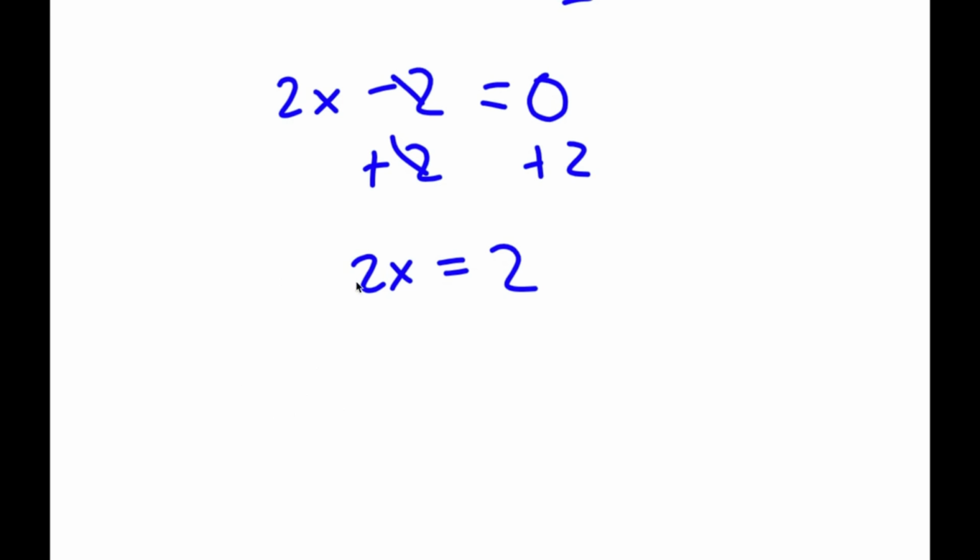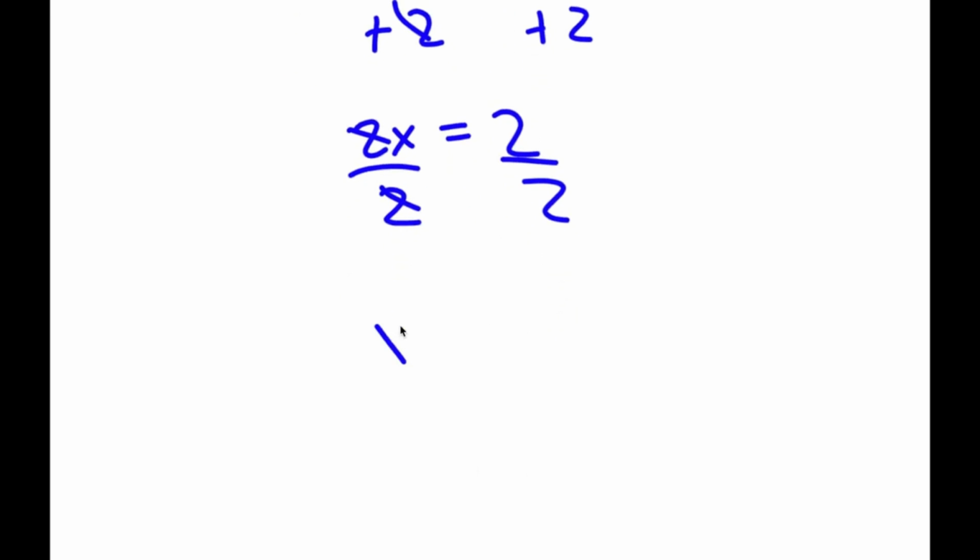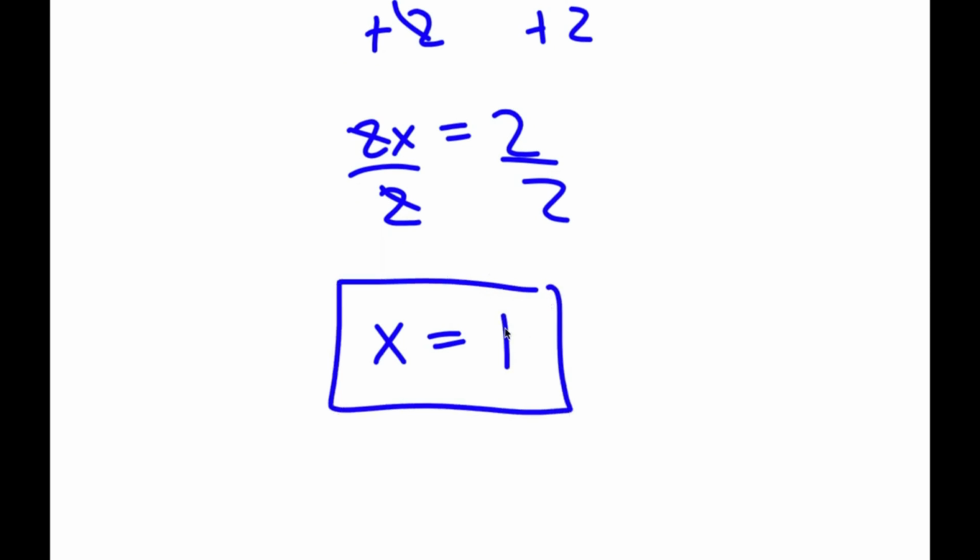Now from here, all I have to do is divide both sides by 2. These two cancel out, and I am left with x is equal to 2 divided by 2, which is 1. So this is my answer.